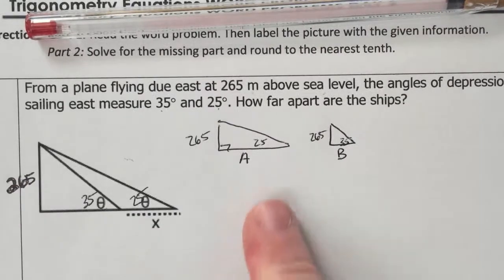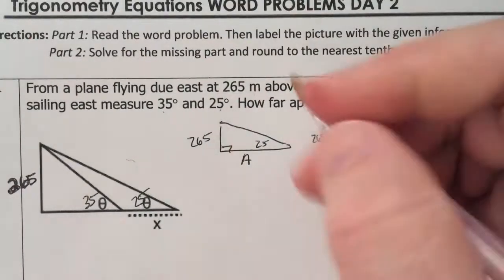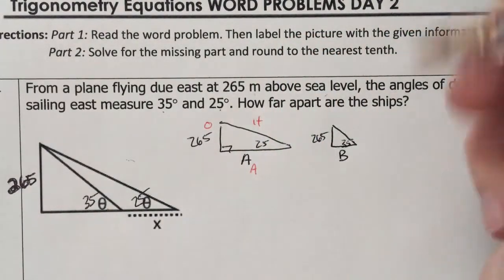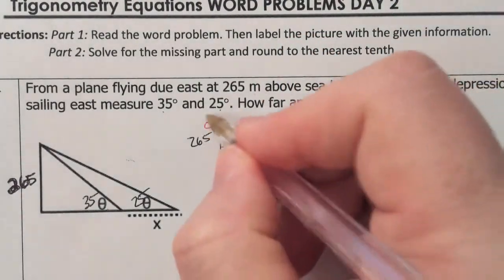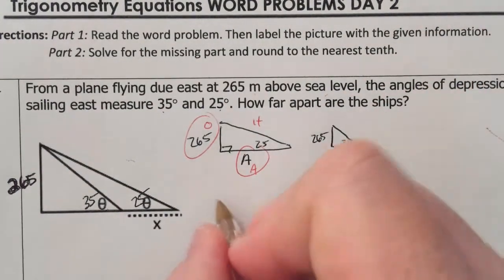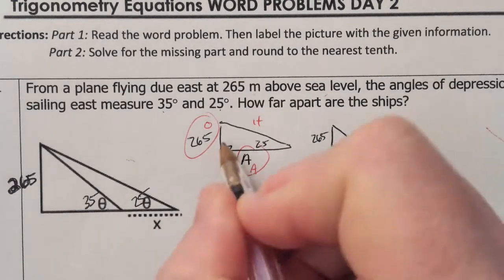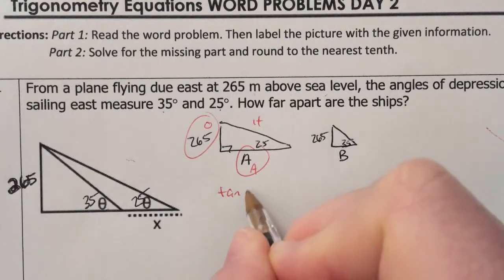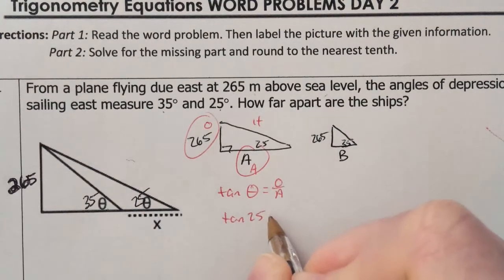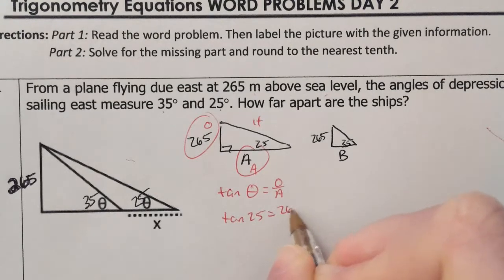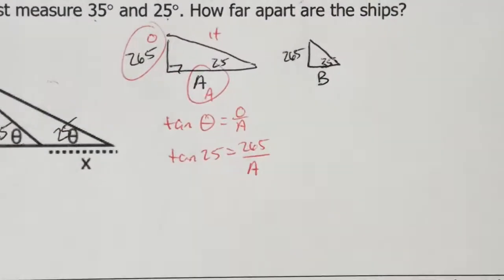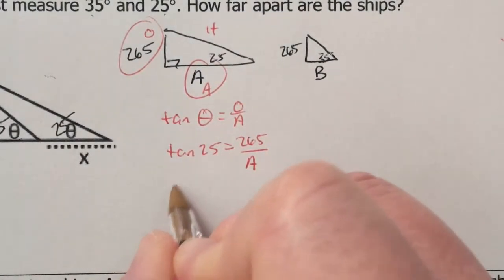Okay, so basically, we're going to be doing the trig functions, right? So H, O, and this is A. And so we're going to do tan, because SOHCAHTOA, that would be tan. So tan of theta equals O over A. And this would be tan of 25 equals 265 over, in this case, A. And how do you get that by itself?